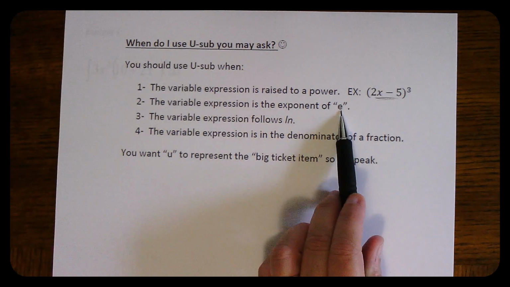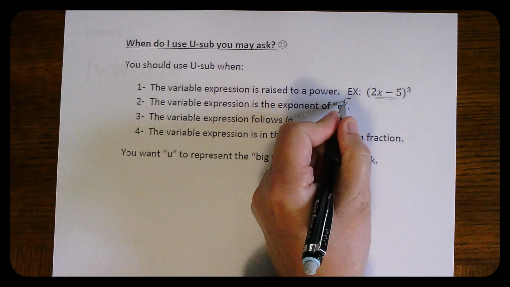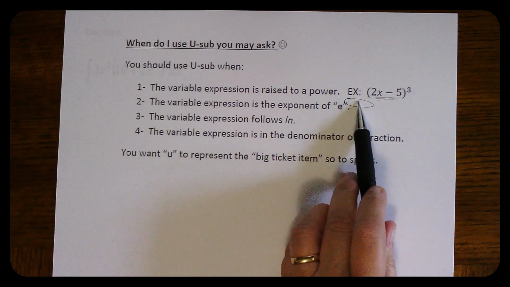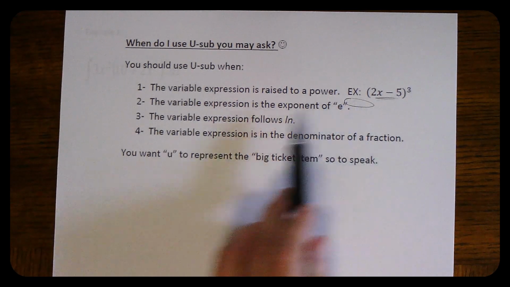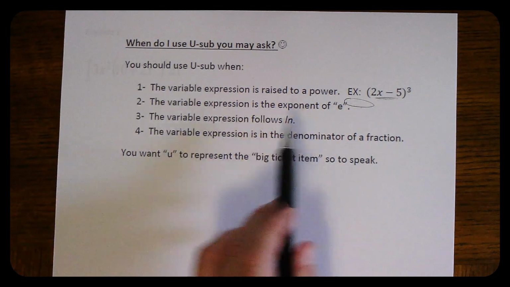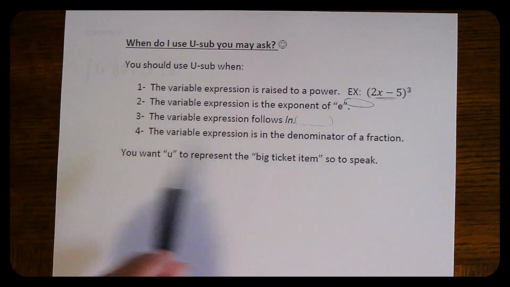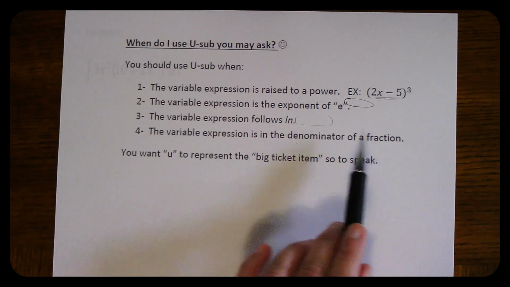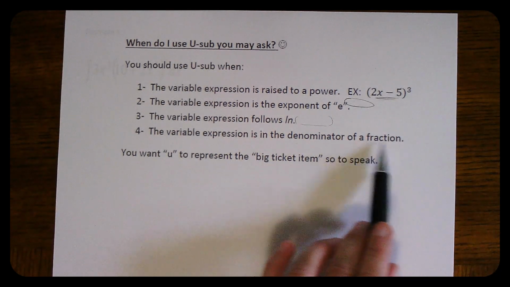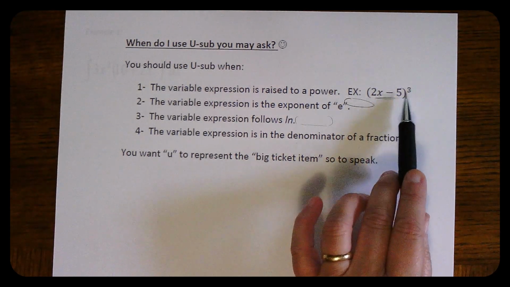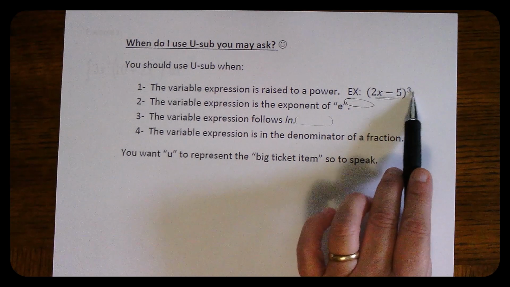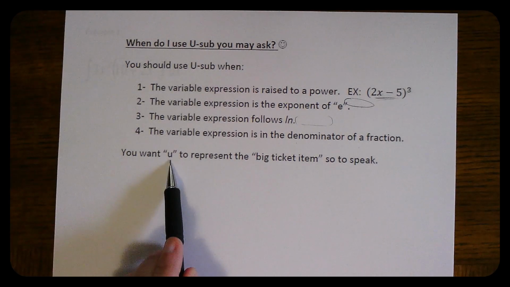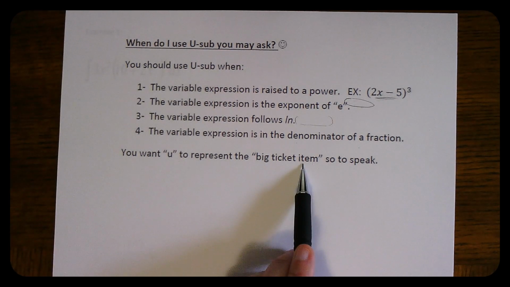If you have an e function and you have e to the power of a variable expression up here, then you're going to use u substitution. If you have an ln with something in it, and if you have a variable expression that's in the denominator of a fraction, you're going to have to move that up, and it will be an expression with a negative exponent. So you can think of letting u represent the big ticket item, so to speak.